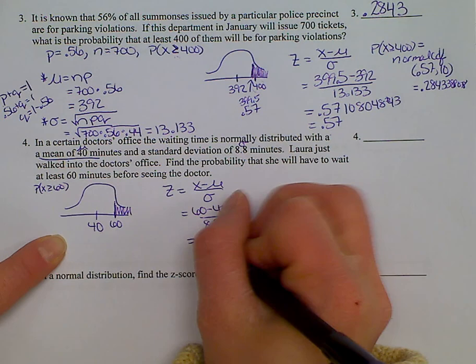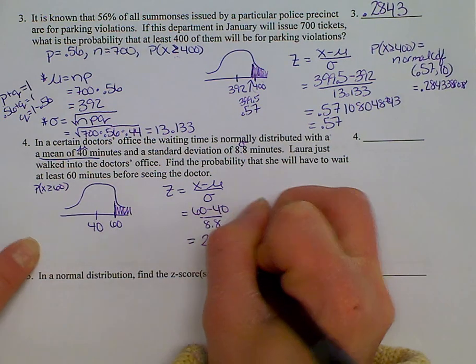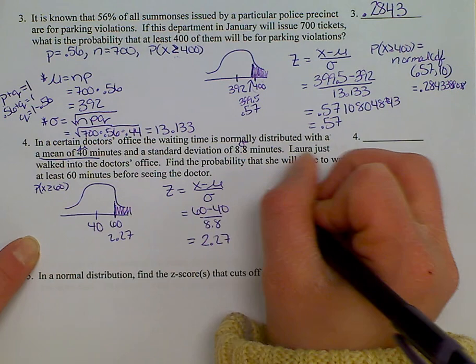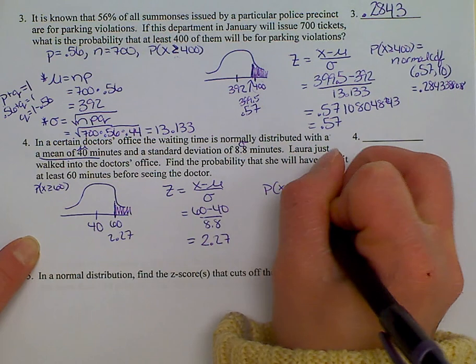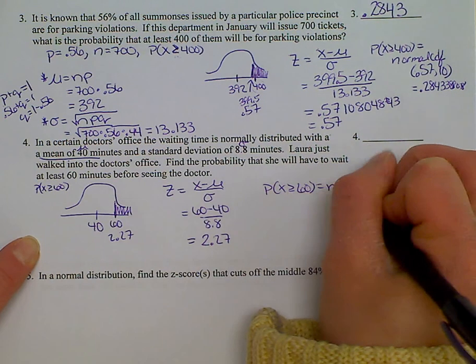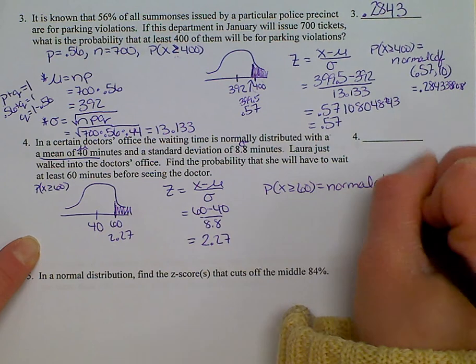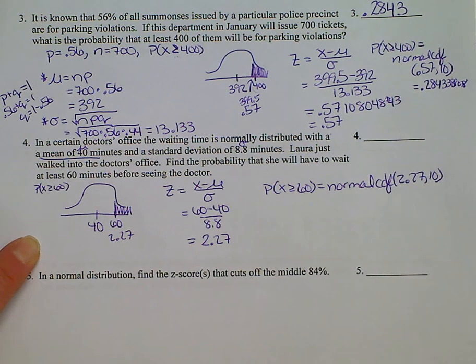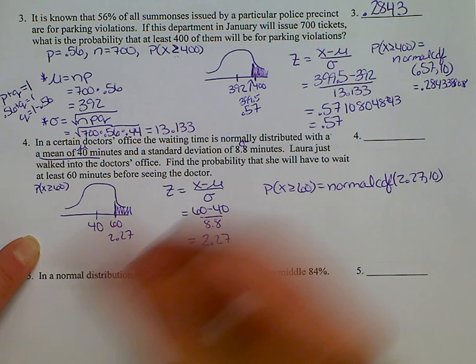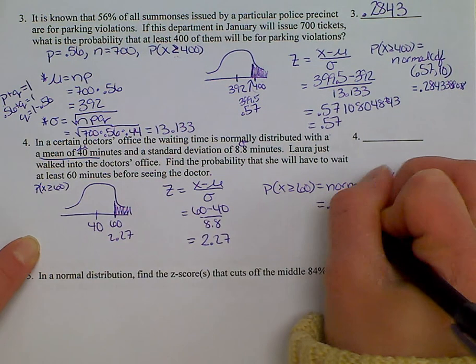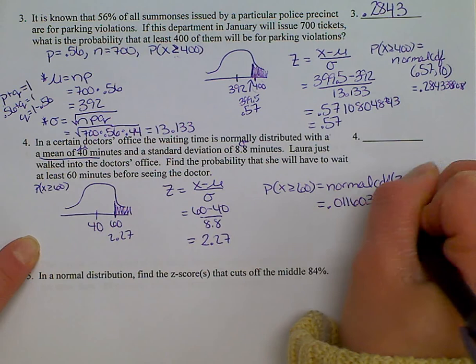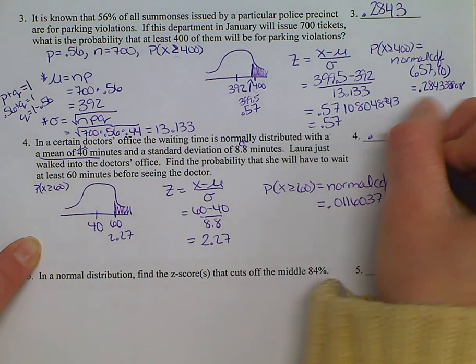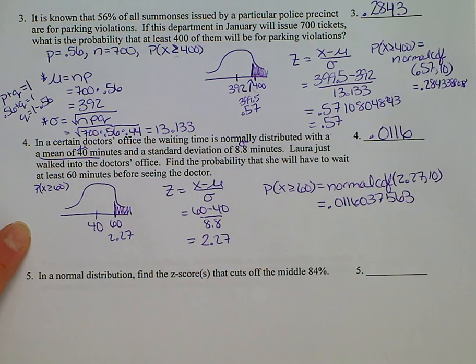And we get 2.27. So then our probability of waiting at least 60 minutes is going to come from normal CDF, 2.27 to 10. And we end up with 0.0116037563. Again, we want to round our area to 4 decimal places, 0.0116.